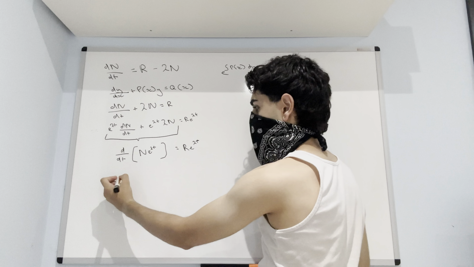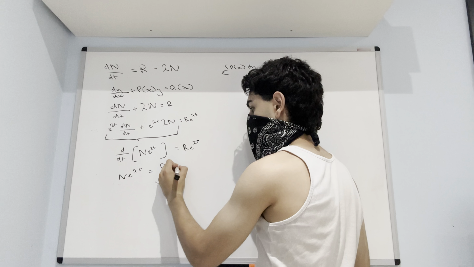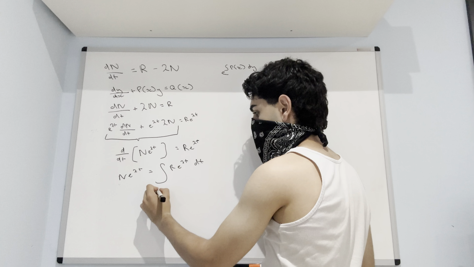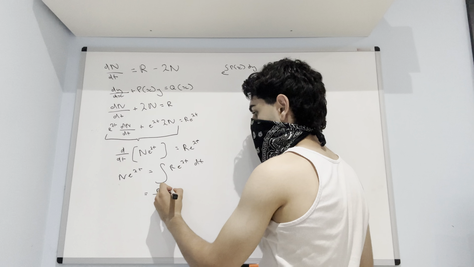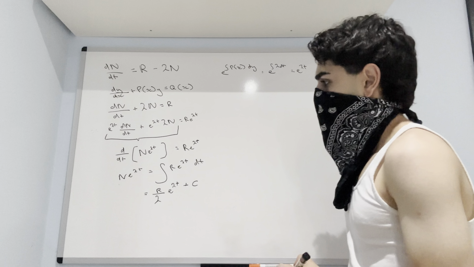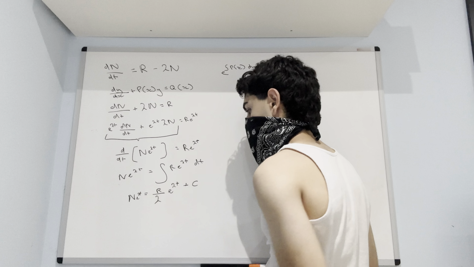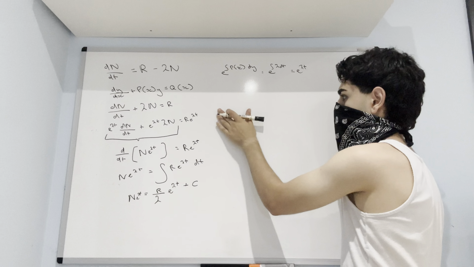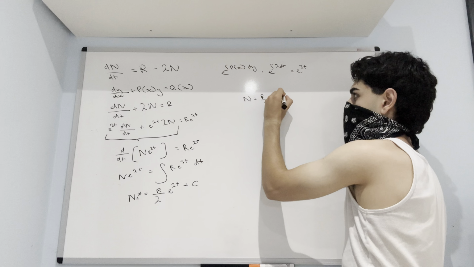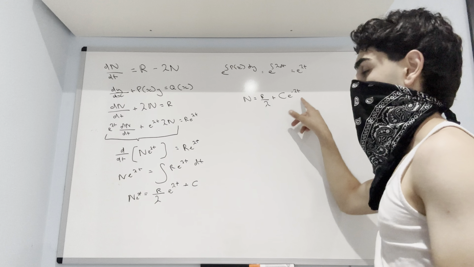Let's move this around. Get N e to the lambda t equals the integral with respect to dt. Integrate that. Get R over lambda e to the lambda t plus some constant. Now, let's clean this up a bit. Let's get rid of these exponentials. We're going to get N equals R over lambda plus C e to the minus lambda t, because dividing through by that is just the same as multiplying by that.